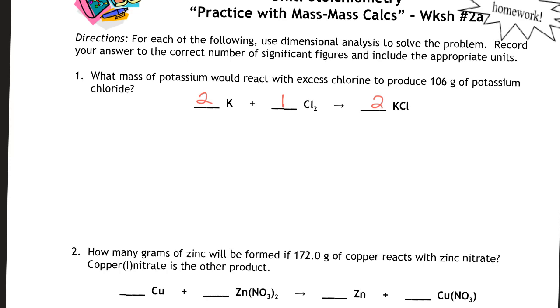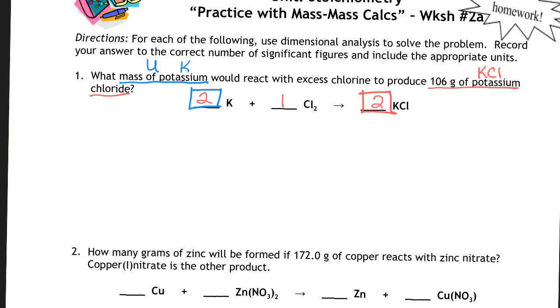So I'm going to start with my known. I've got 106 grams of potassium chloride, and the formula for potassium chloride is KCl. So that's my known. I'm going to put a box around the KCl. My unknown is the mass of potassium. Potassium is K, and that's my unknown. So I'm going to put a box around my coefficient for potassium.